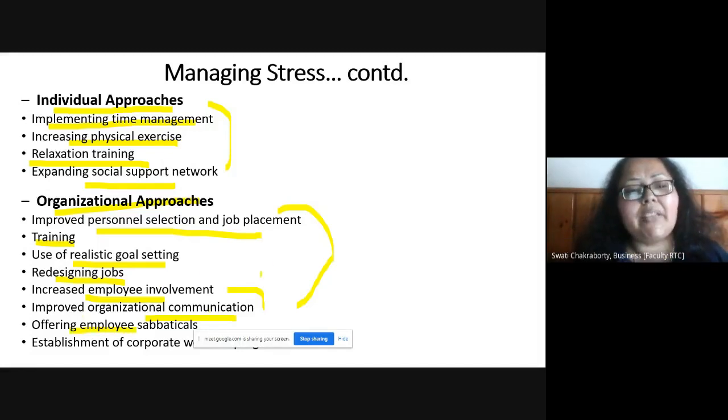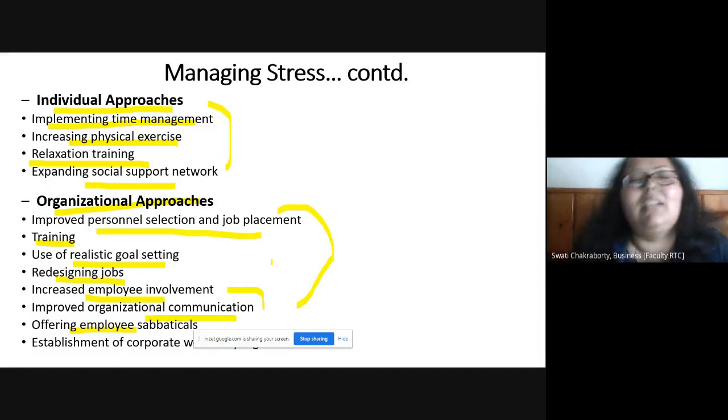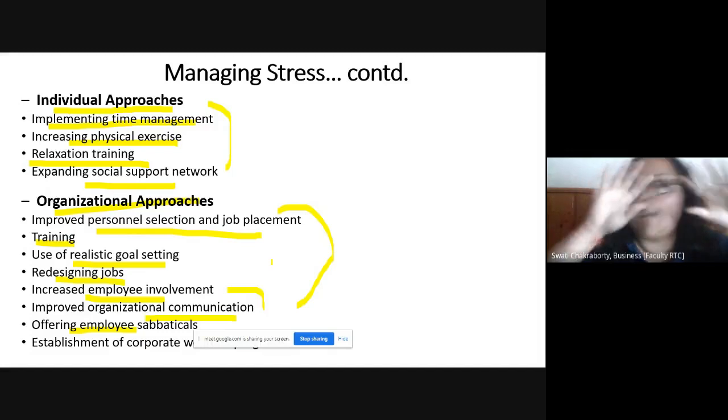Sometimes offering employees sabbaticals helps. A sabbatical is a temporary leave from the job. When you tell them that they can take a leave and go for a short break and come back, that helps to relax the mind and become fresh.